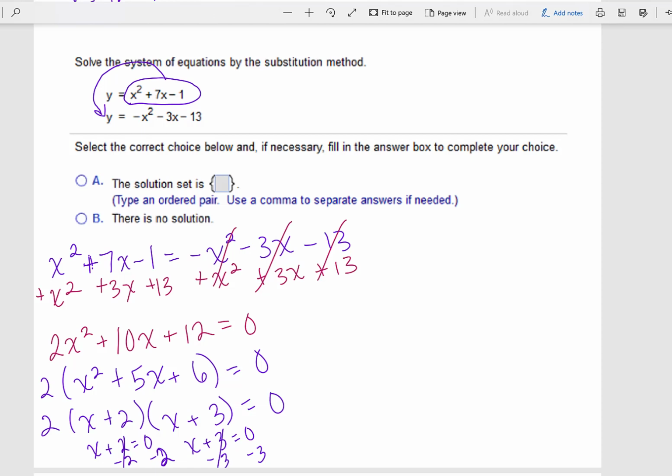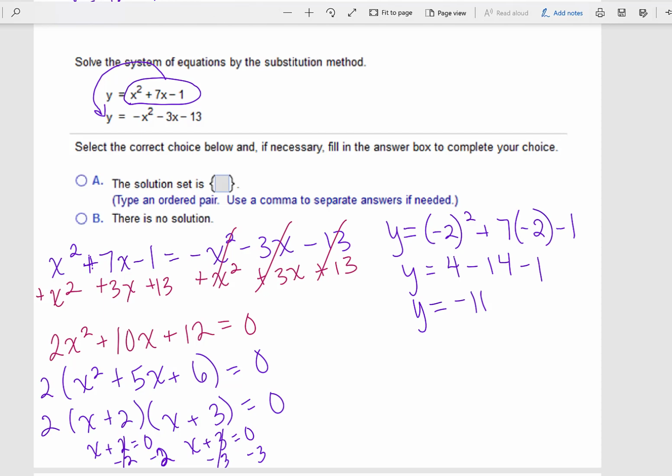So remember, I still have to go and plug it in, right? So I'm going to plug it in this first one right here. Y equals -2 squared plus 7 times -2 minus 1. Okay, so I'm going to go ahead and write my ordered pair right away so I don't mess up which goes with which. And then I go ahead and plug in -3.